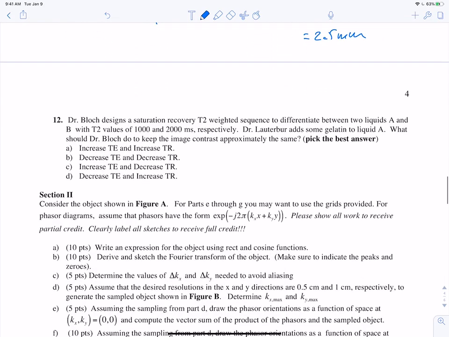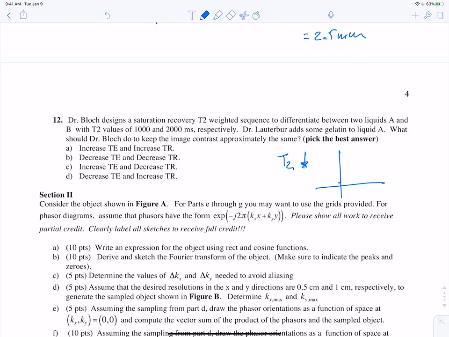So the last multiple choice: Dr. Block designs a saturation recovery T2-weighted sequence to differentiate between two liquids A and B with T2 values of 1,000 and 2,000 respectively. He adds some gelatin to liquid A. What should Dr. Block do to keep the image contrast approximately the same? So what's going to happen with the T2s of these tissues? Is it going to go up or down? T2 is going down.